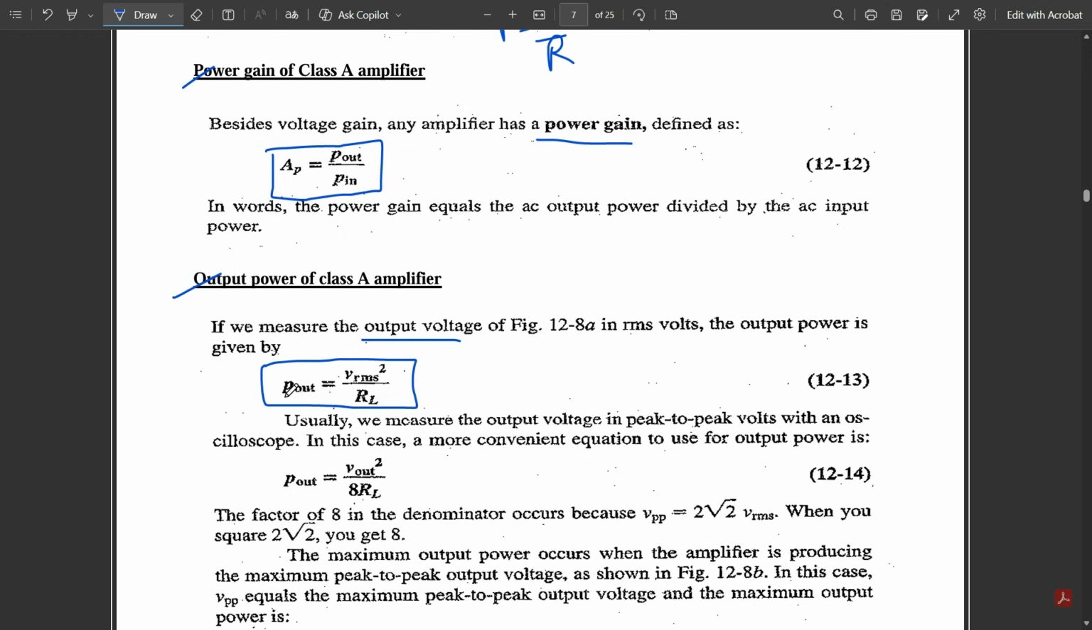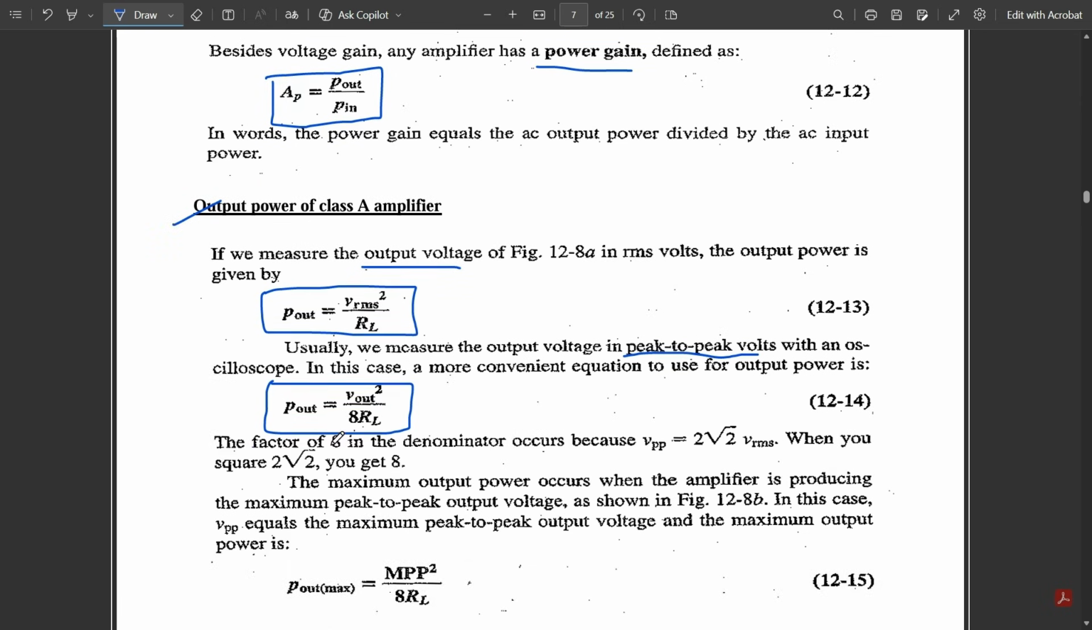In this way you could simply write the output power, but usually we measure the output voltage in peak to peak volts, right? And that peak to peak voltage would be obtained by using the oscilloscope. In this case, a more convenient equation to use for output power is P out is equal to V out square divided by 8 times RL. Why 8 times? That is given here. You see here, the factor of 8 in the denominator occurs because peak to peak voltage is 2 root 2 RMS.